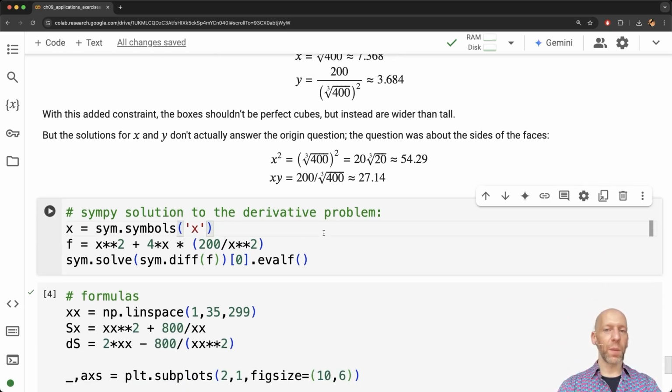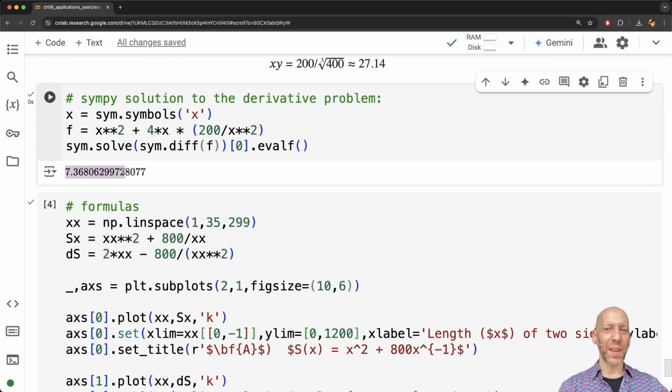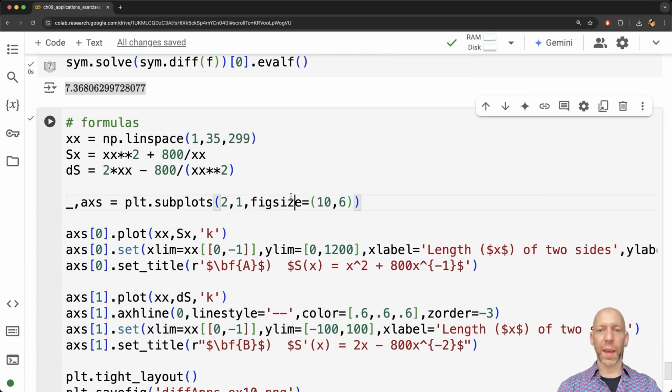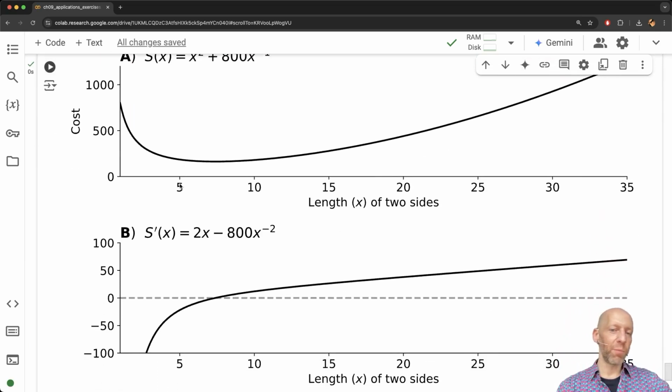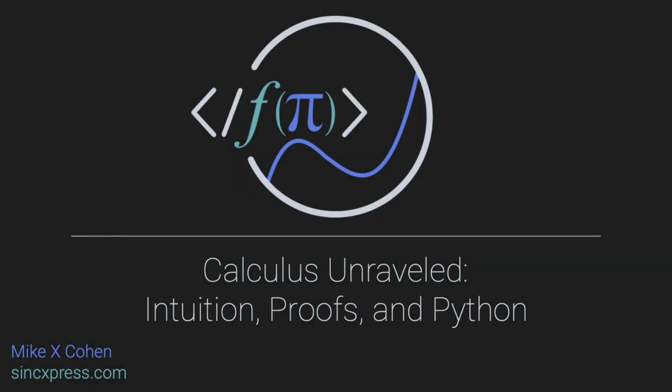Okay, and then here I'm using SymPy to give me an exact solution. Remember, this is the solution for x, one side of the box. So you need to then plug x into these expressions to get x squared and also to get y. Okay, and then here I show the graphs, and again, this just visually confirms the answer that we obtain algebraically.